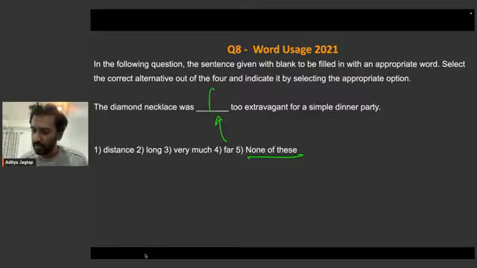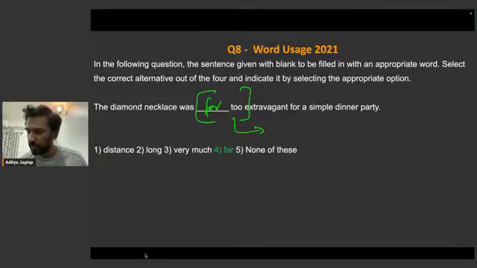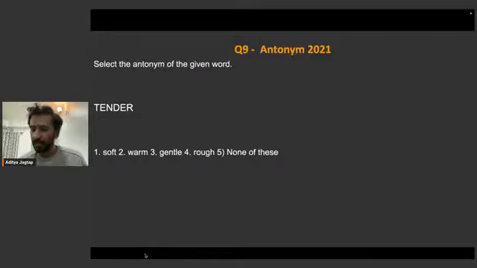So far too extravagant, right? Distance too extravagant makes no sense. Long too extravagant, very much too extravagant doesn't make any sense. Far too is the right choice. Far too, this phrase is used to suggest that something is beyond limits, right? Exceeding limits. Okay, another antonym question, an easy question.